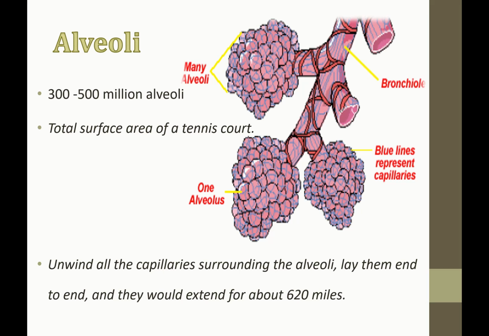In fact, we have so many alveoli that if we were to lay them one by one, it would cover the area of a tennis court. And if we were to lay them one by one in a line, it would cover a distance of about 620 miles. So it's fair to say that we are equipped with a lot of alveoli in order to get oxygen in and CO2 out.